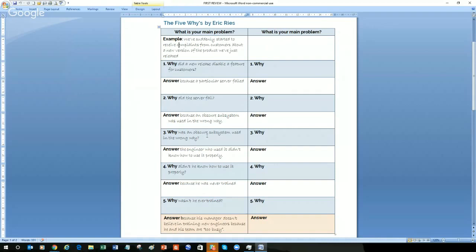Why was an obscure subsystem used in the wrong way? Because the engineer didn't know how to use it properly. Why didn't he know how to use it properly? Because he was never trained. Why wasn't he ever trained? Because his manager doesn't believe in training new engineers because he and his team are busy. So, of course, that is the thing that you need to address. You need to address the underlying cause so that you can prevent the problem from occurring again. So you need to think about how this applies to you in your startup.